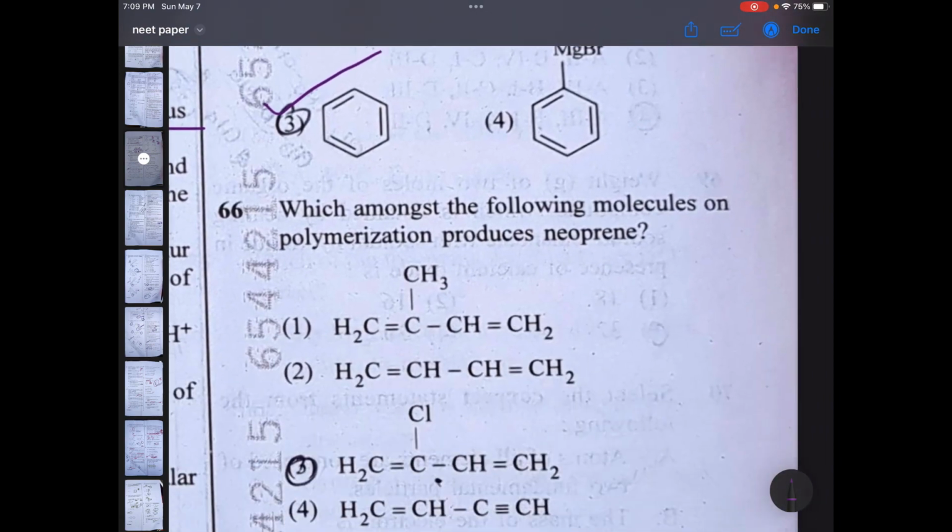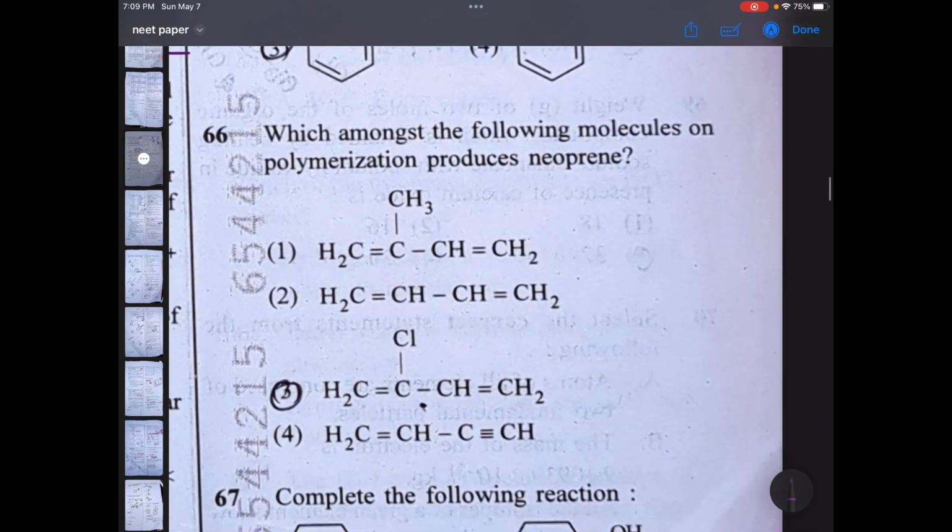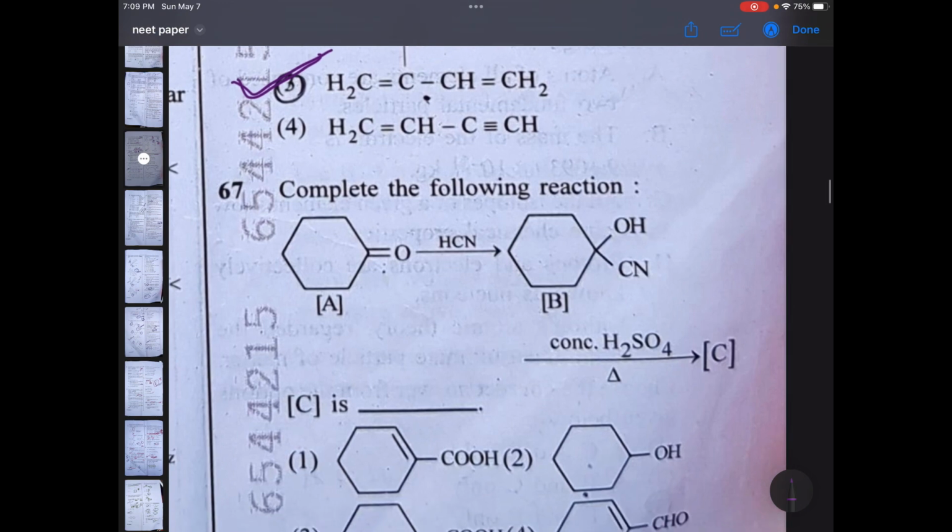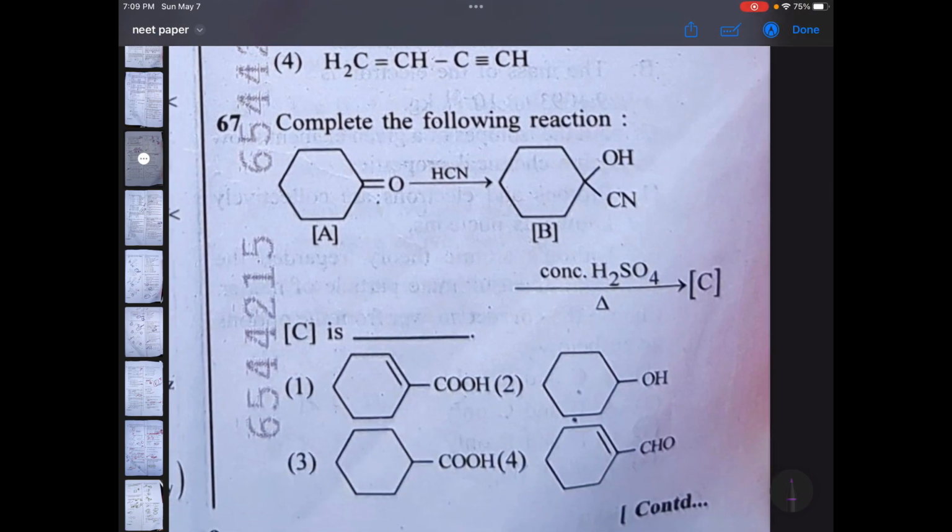It is benzene. Which among the following monomers should produce neoprene? Neoprene is 2-chloro-1,3-butadiene. This is the right answer. Complete the following reaction. See, this should not be given, I think. It should not be given in the question. That is mentioned there, half job is done. And now this cyanide group will be converted to COOH. And this OH and one hydrogen will go to get the double bond here. So this is the one. I think this should not be given here.